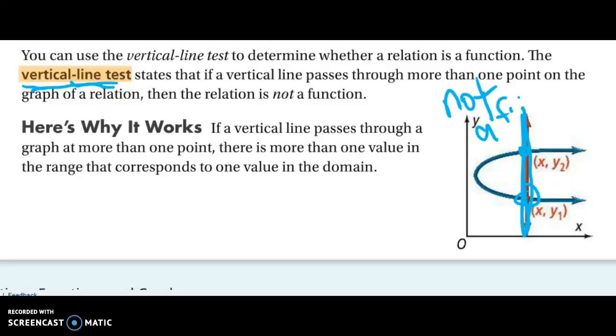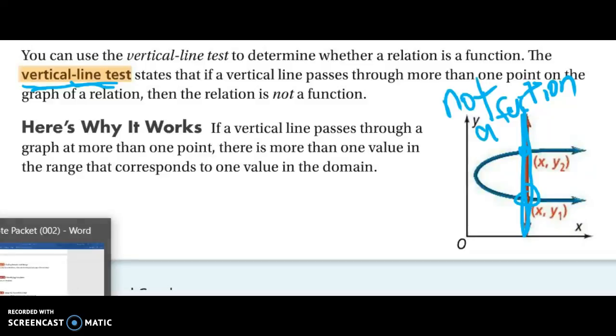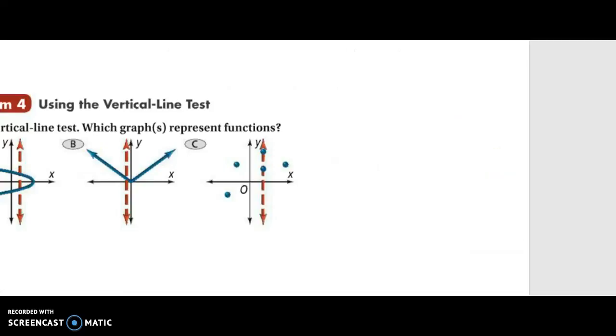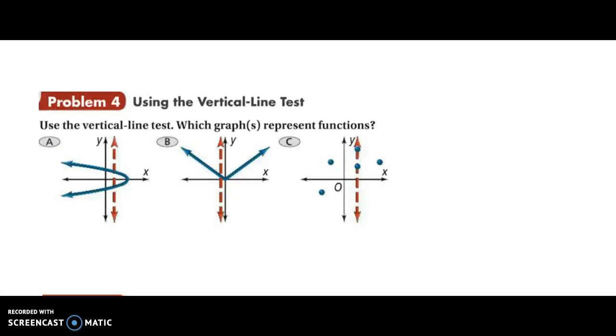So you want to drag your pencil across the graph. If it crosses more than once at one moment, then the graph is not a function. So let's look at example 4. So in problem 4a, you can see a very similar graph to what we just saw, and if I put my pencil where this red dotted line is, my pencil will cross the graph at 2 locations. That means this is not a function.